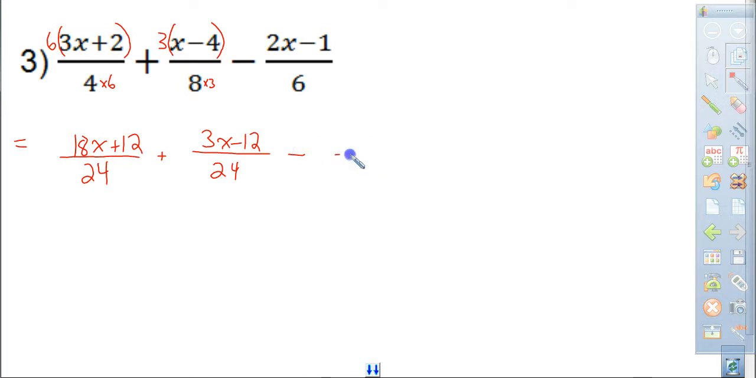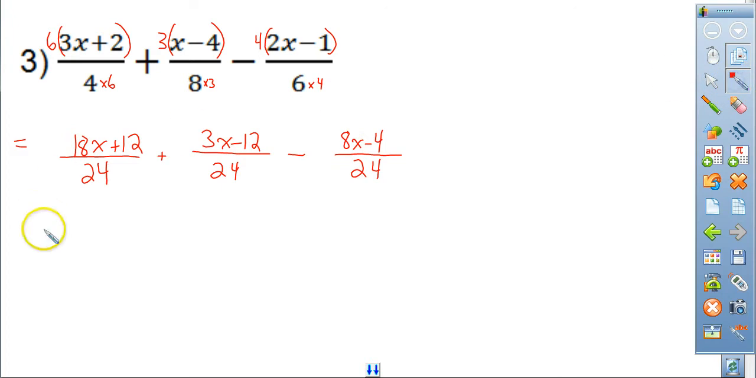I'm subtracting the last expression, and again, if I want a denominator of 24, I'd have to multiply this by 4. So multiplying the numerator by 4, I will get 8x - 4. Now, you don't have to write this if you're having common denominators. You don't have to write them as separate expressions anymore. You can write it as one large expression as well if you like. But just let me know in class and I'll take a look at how you're doing it.